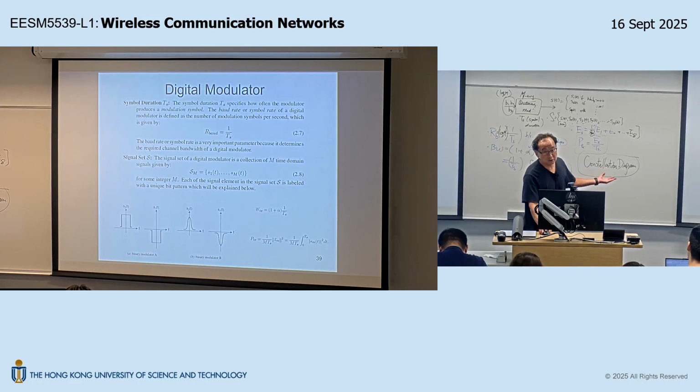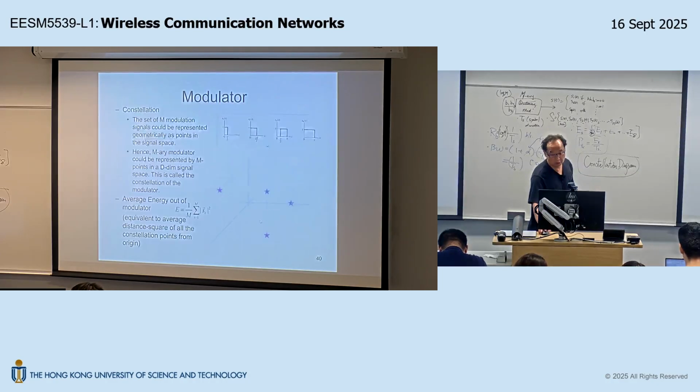If you don't like this constellation diagram, you can always go back to the time domain. That is, my signal set has these 4 different waveforms, okay? It's the same idea, conceptually. But later on, you will find that there are some reasons why people prefer using a constellation diagram to describe the signal set members, okay? I will leave it to later discussions after we talk about the receiver.